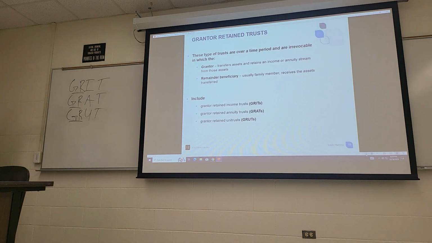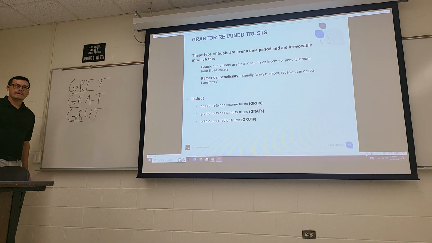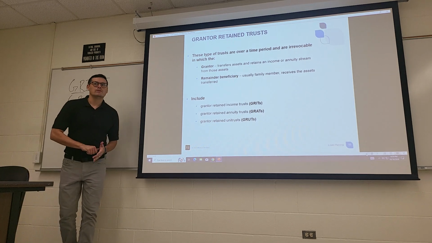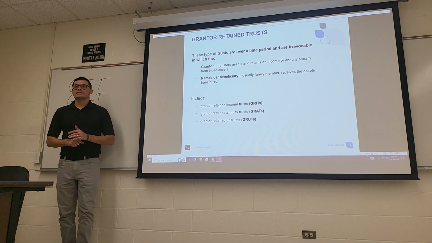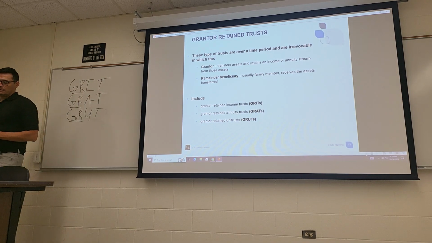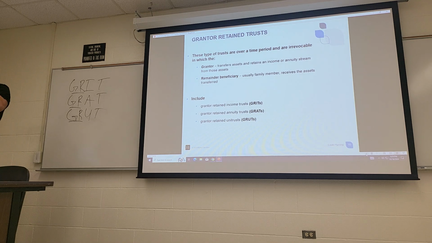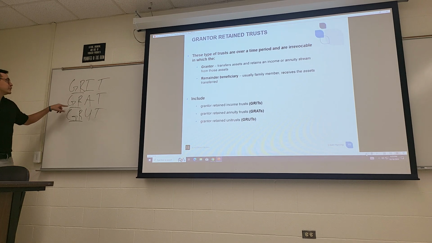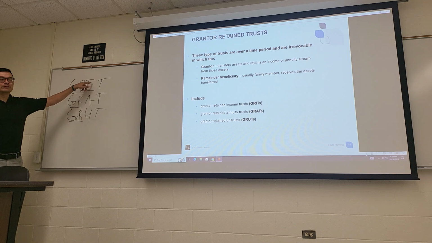I think we have one of those in our case study, the Ben and Jerry's or whatever. Is there one in there? I think they had something where a charity was retaining the actual assets, but they were still making the income. So now they have a GRIT, GRAT, and GRUT, and then we'll go through the process.